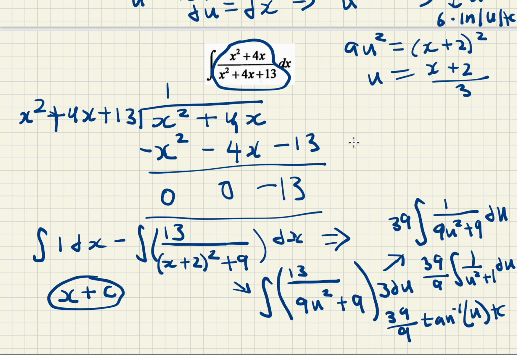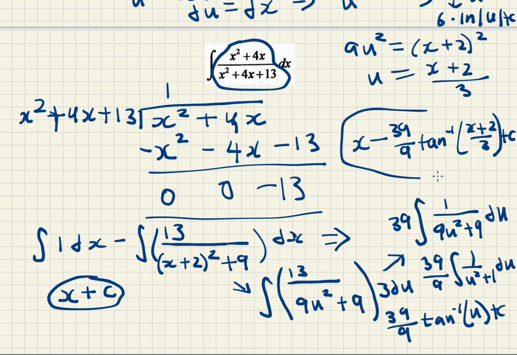So you can write x minus 39 over 9 tangent inverse of (x + 2) over 3 plus c. Plus c and plus c is just plus c. And yeah, so that is our answer for this question.